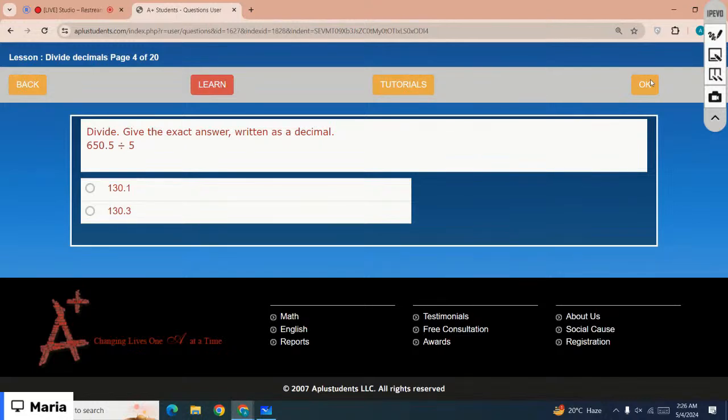Divide 650.5 divided by 5. So which is the correct option?